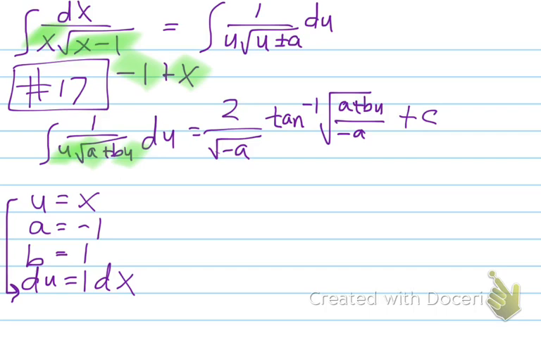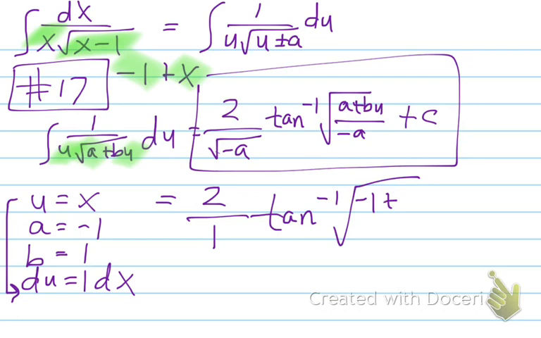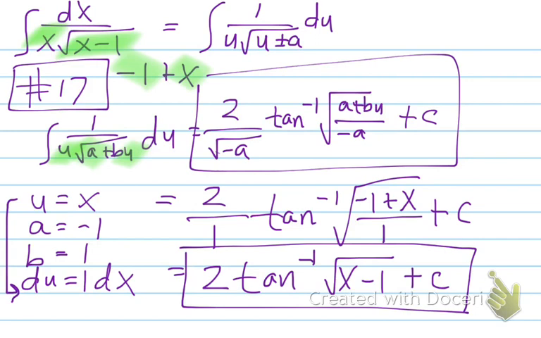So when I plug all these things in, I get 2 over the square root of negative a. So 2 over the square root of negative 1 would be the square root of 1, which is just 1. Tangent inverse of the square root of a, so negative 1 plus b, which is 1, times u, which is x, over negative a, so negative 1 again is 1. So when I write this as my final answer, I get 2 tangent inverse of the square root of, I'm going to flip those back to like they were originally, so x minus 1 plus c. And that's the final answer for that piece.